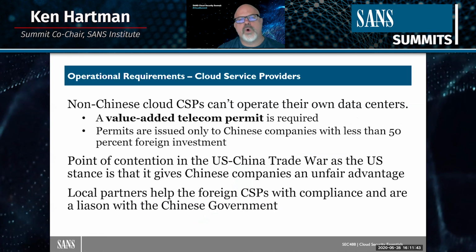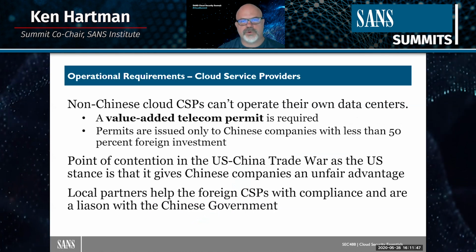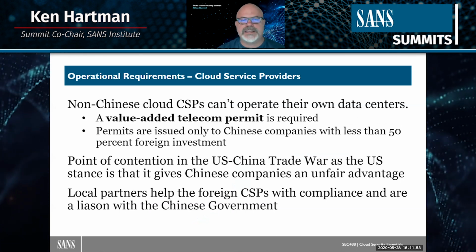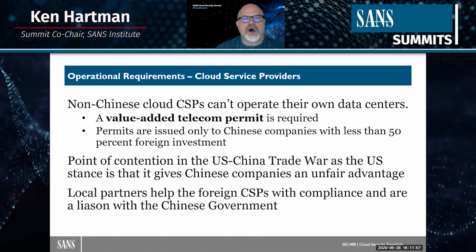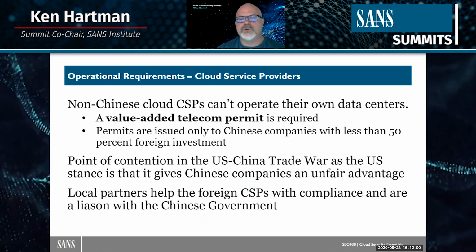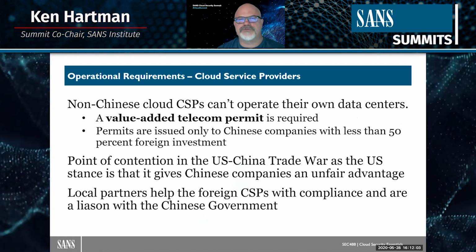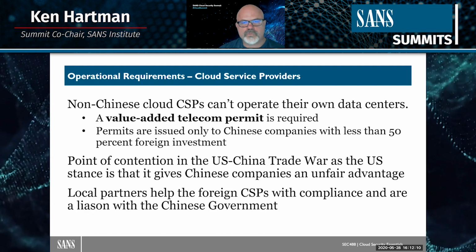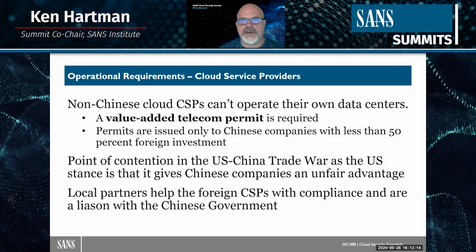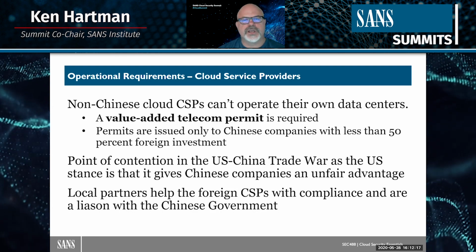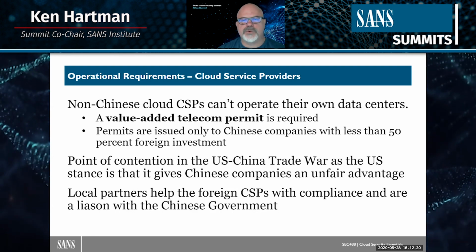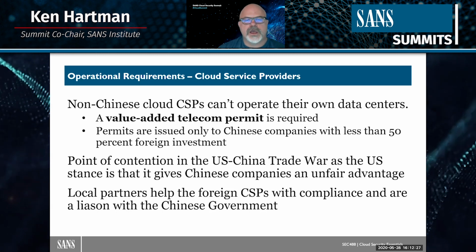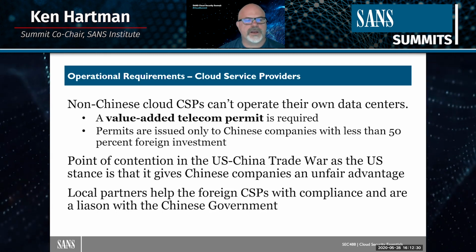Now, part of what protects Chinese-owned service providers is that to operate within mainland China, you have to have a value-added telecom permit. Now, these permits are only issued to Chinese companies that have less than 50% foreign investment. So what you saw with AWS is that they formed a joint venture with a local Chinese company. So that way they had investment, but it wasn't a controlling percentage. And the way that it will typically work is the Chinese company will operate the data center and then take care of a lot of the compliance issues, the red tape from the Chinese state government and so forth.